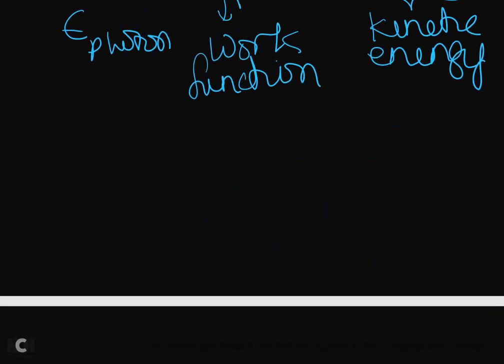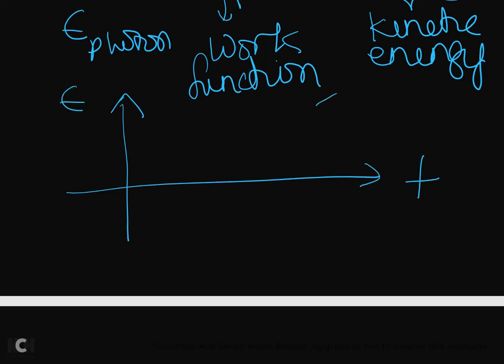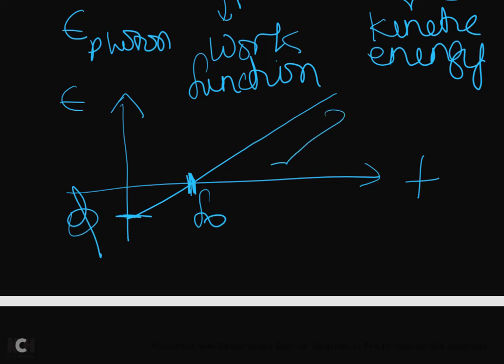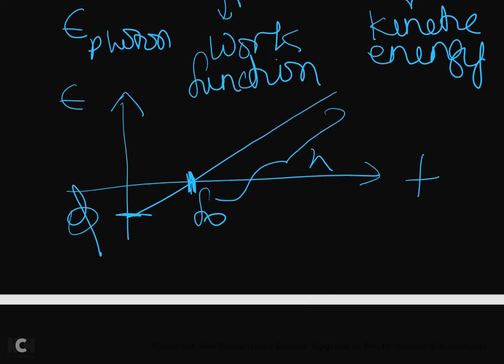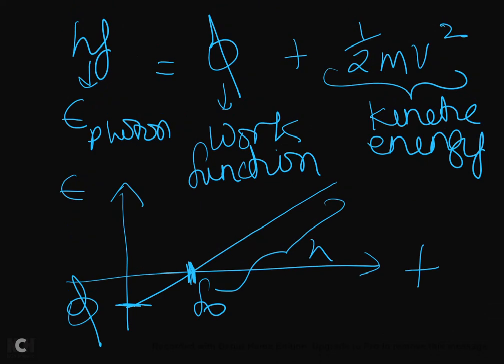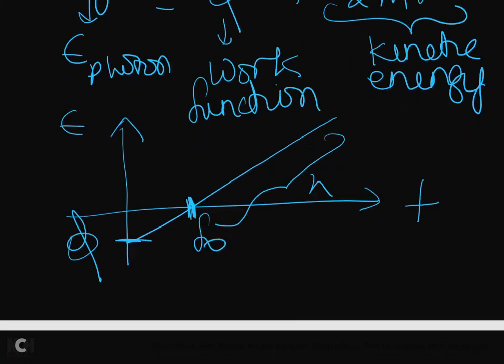Now, I could manipulate this equation, right? And one of the more popular graphs that are plotted, let's say I have an energy versus frequency graph. The x-intercept here becomes f0, and the y-intercept is phi. And the gradient of this graph is equal to h. And all of that is deduced from this equation here, right?